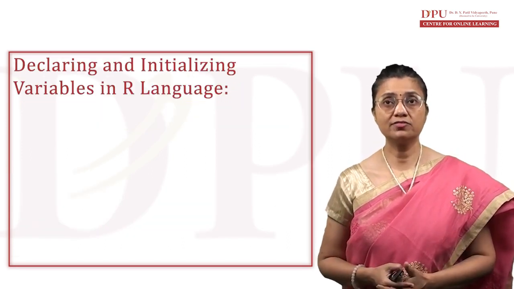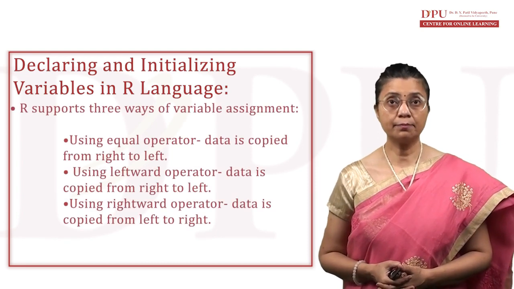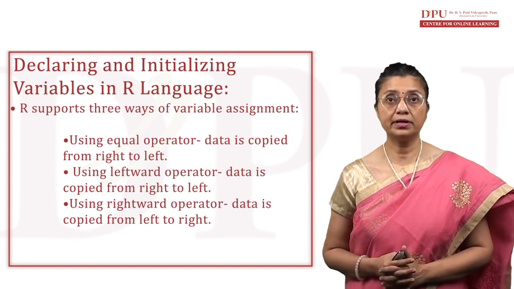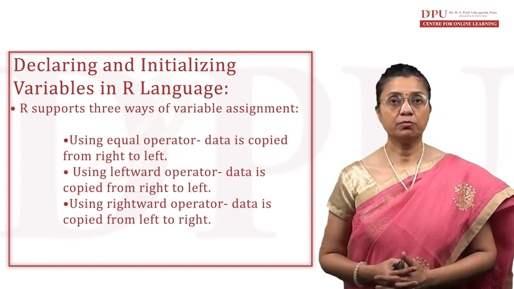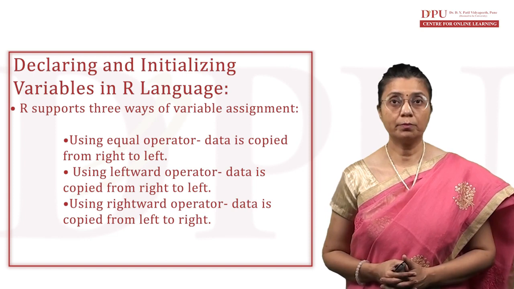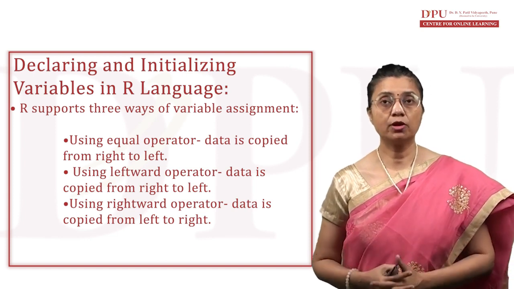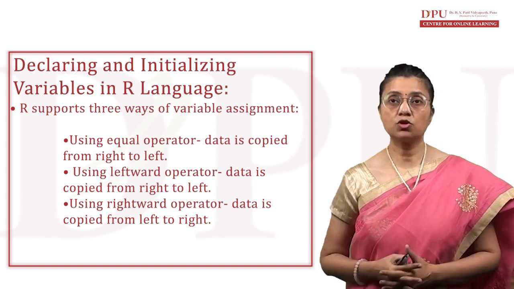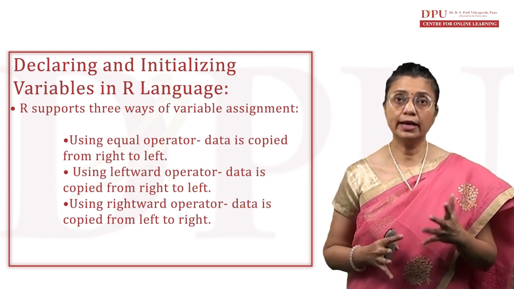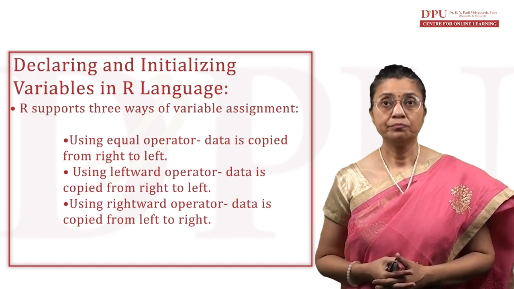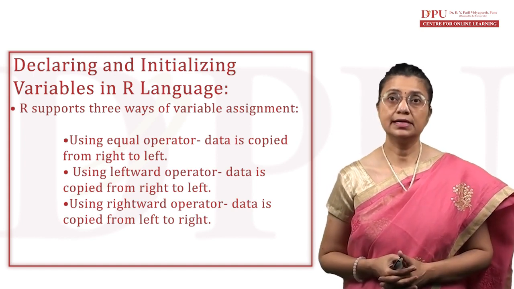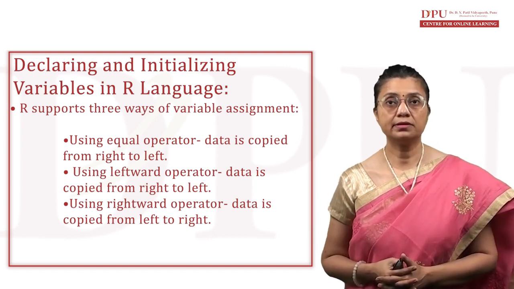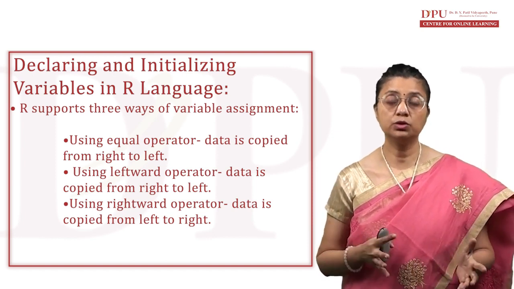Declaring and initializing variables in R. R supports three ways of variable assignment. First is using the equal operator, second is the leftward operator, and the third one is the rightward operator. So if it is the equal operator, data is copied from right to left. If it is the leftward operator, data is copied from right to left. And if it is the rightward operator, data is copied from left to right.